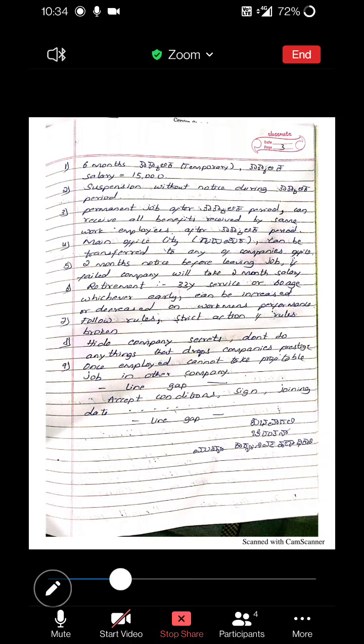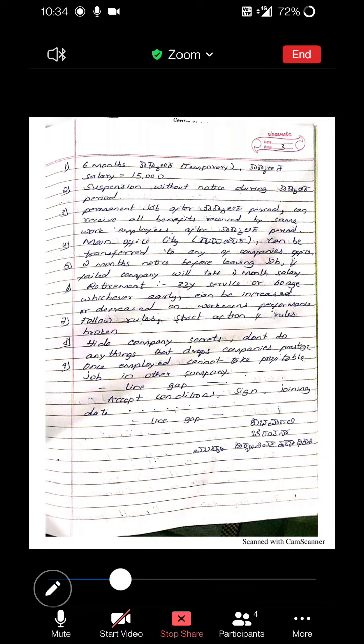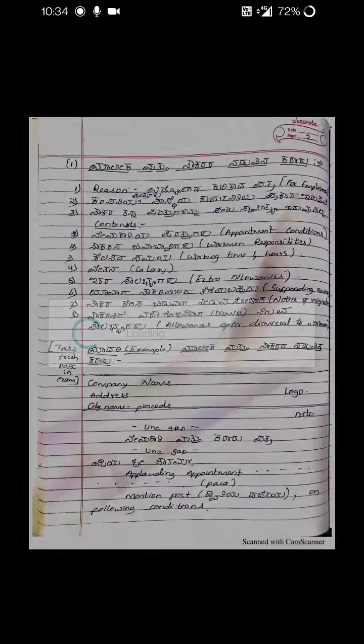Once employed, he cannot take a profitable job in another company. Once he is employed in this company, he cannot take any other jobs. Then a line gap, accept conditions, sign, joining date, line gap, etc. This is the first letter.